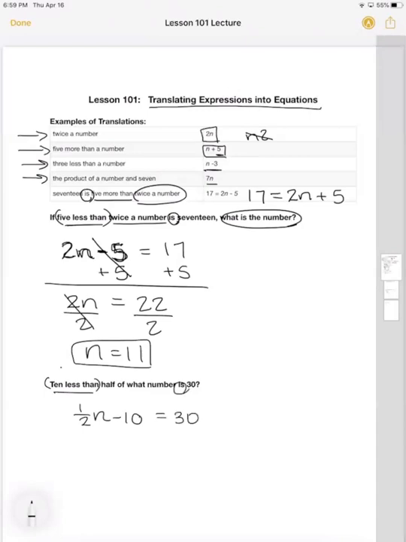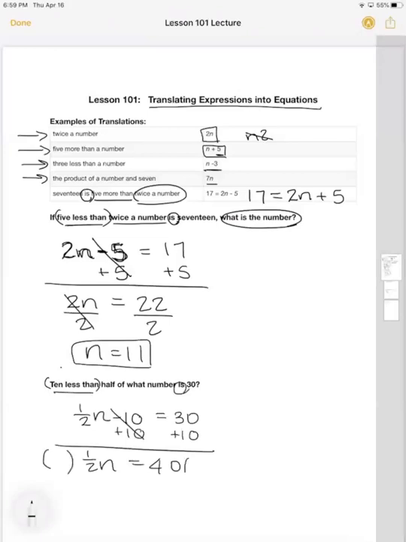Okay, let's go ahead and solve that. First step is to look on the side with the variable and add or subtract first, and we're going to add 10 because we have to do the opposite of subtracting 10. I'm going to bring down my 1/2 n. Minus and plus 10 cancels out. 30 plus 10 is 40.